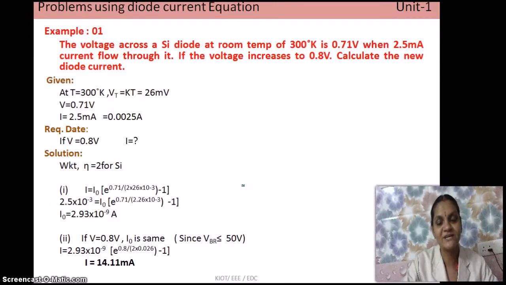And the next one is how to solve problems using the diode current equation. For sample, I have given here two examples. For the rest of the problems, you can refer to the material that I am going to give you.